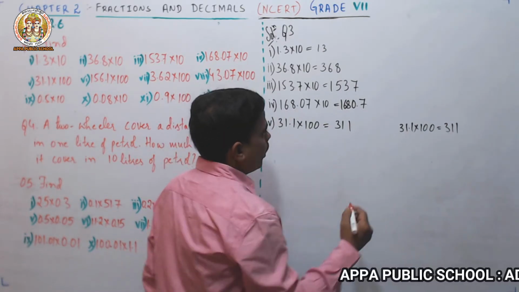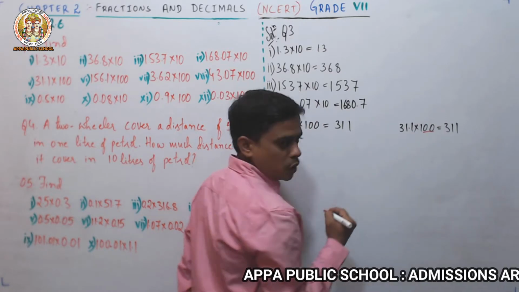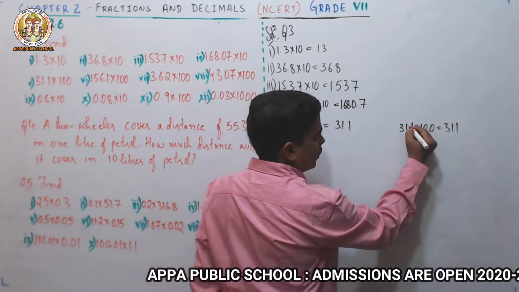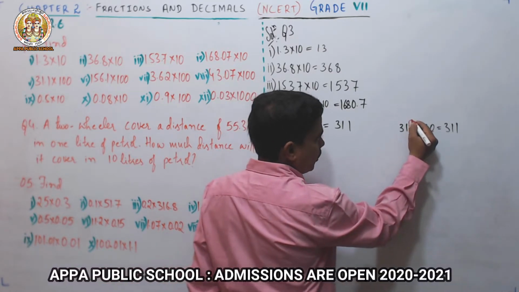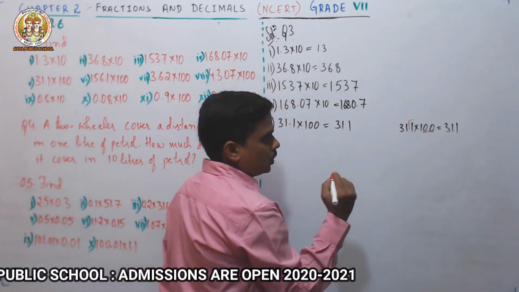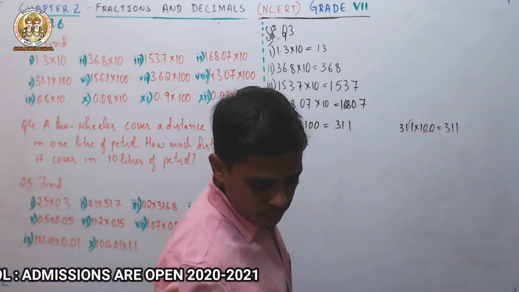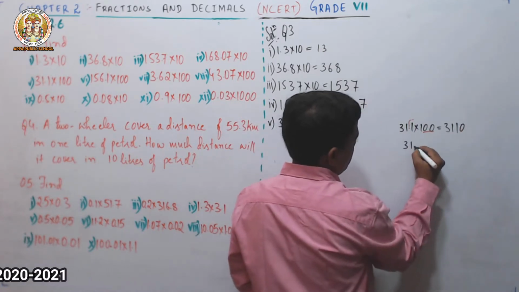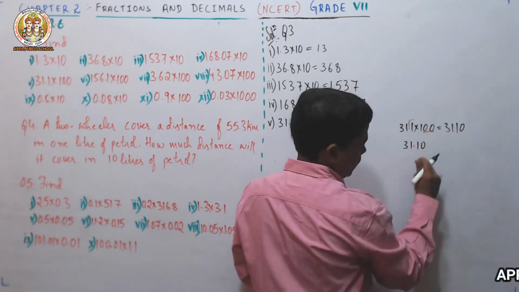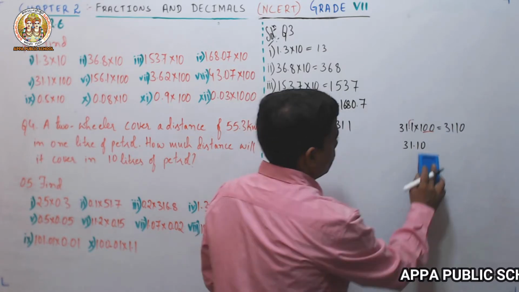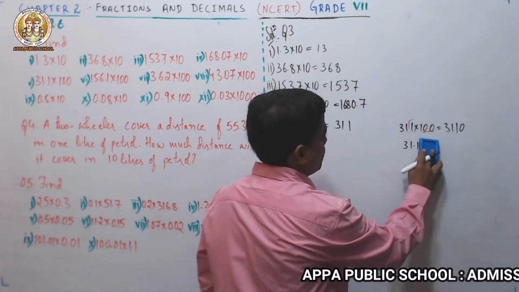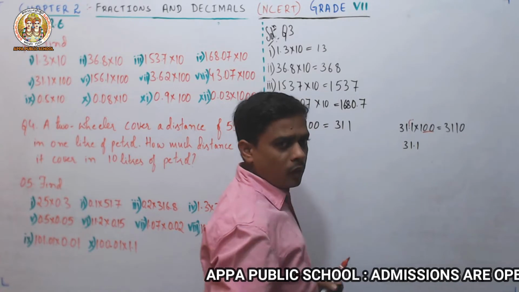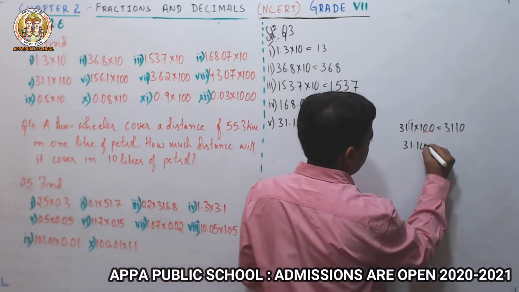See here, how many zeros are there? 2 zeros are there. So I will shift this decimal point after 2 numbers. But here I have only 1 number. So shall I take 1 more 0 here, or shall I write it as 31.10? I am adding this extra 0 after the decimal point because 31.10 and 31.1 are one and the same.